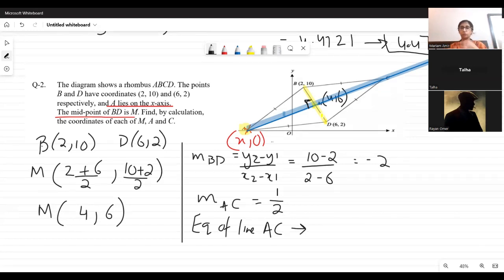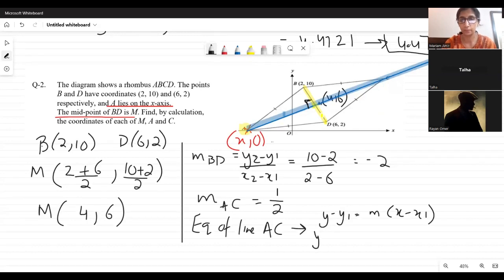You know the slope of AC, which is half. Do you also know a point on AC? Yes, (4, 6). Exactly. M also lies on AC. So you're going to use y minus y1 equals m bracket x minus x1. So y minus 6 equals half, bracket, x minus 4. That is the equation of AC.